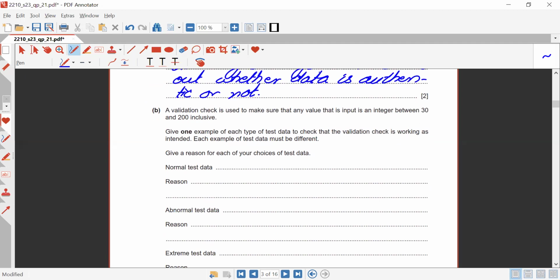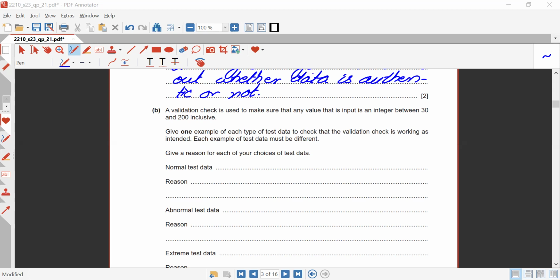Okay, now they are saying a validation check is used to make sure that the value that is input is an integer between 30 and 200 inclusive. That means 30 and 200 are part of this. Now they are saying give one example of each type of test data to check that the validation check is working as intended. Each example of the test data must be different.